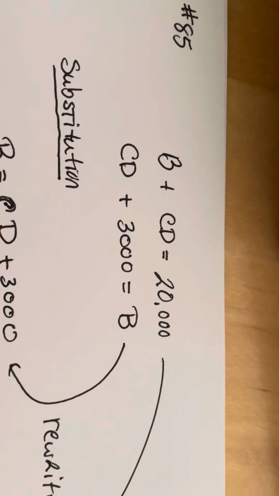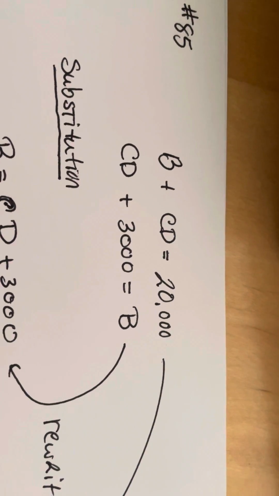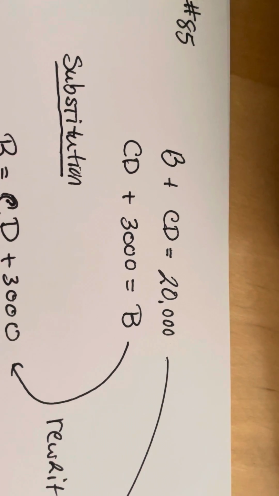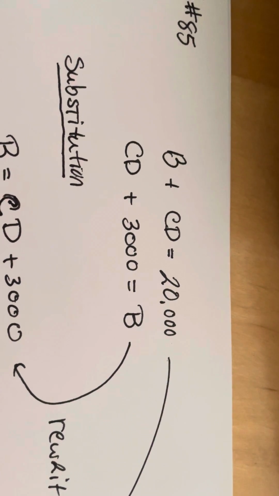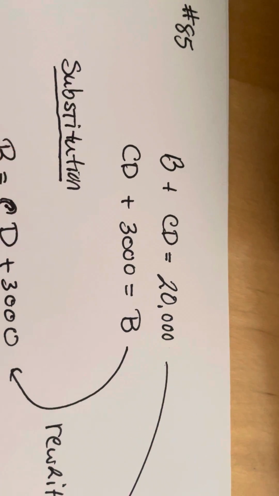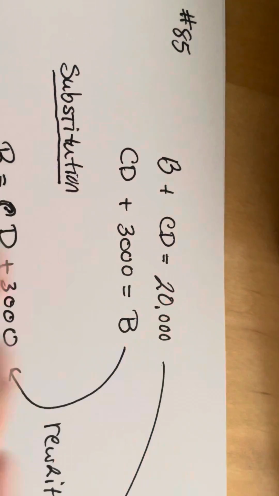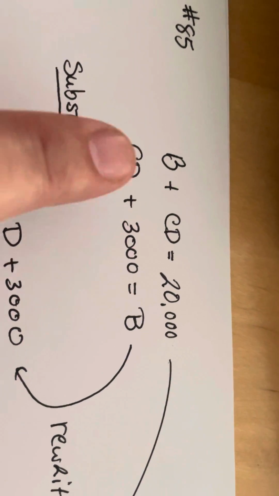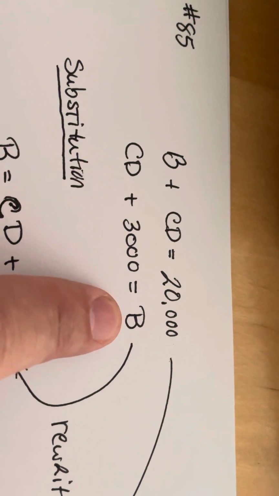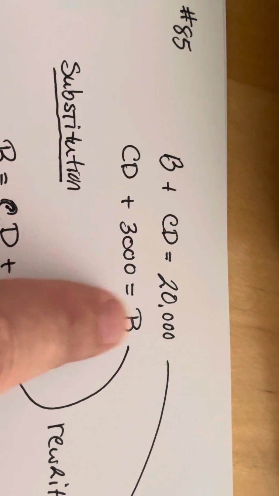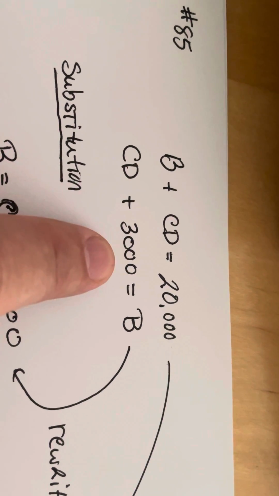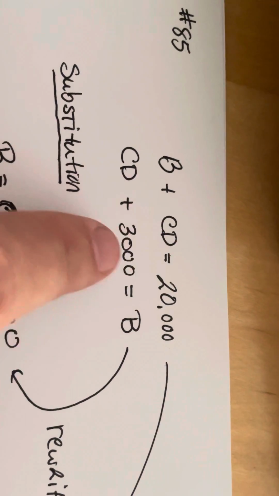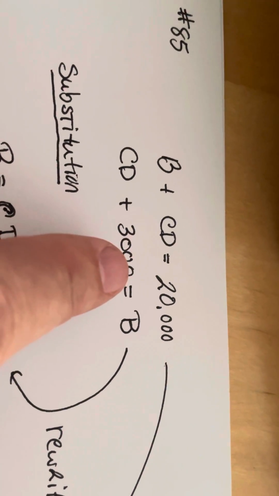And then it says if the amount invested in bonds is to exceed that in CDs by $3,000, how much will be invested in both? And you can read the rest. So what happens here is we've got CDs plus 3,000 is equal to bonds. Bonds exceed the CDs by $3,000. So these two equations are going to work together.